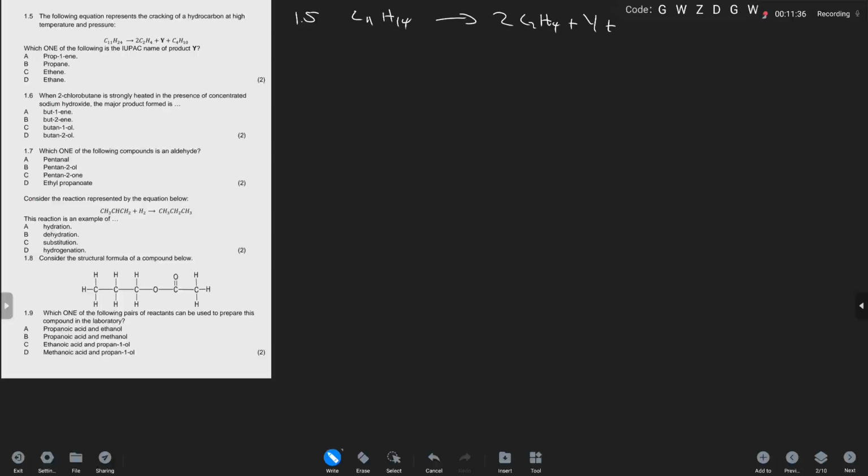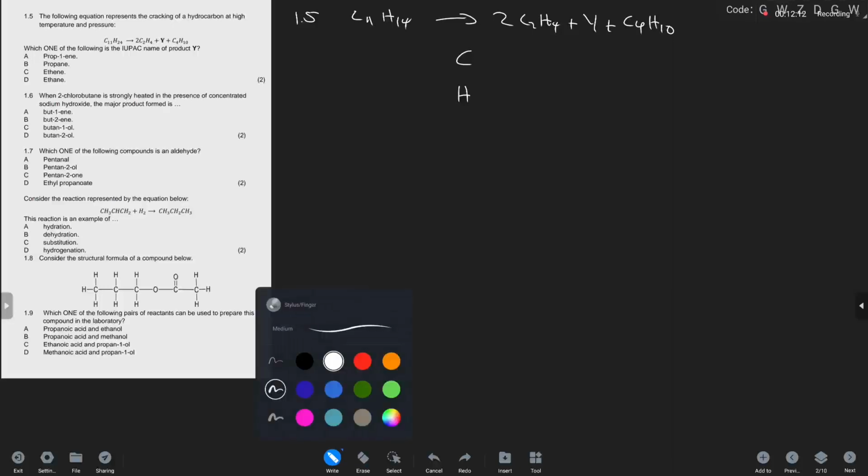So there is the equation. We have C11H24 to give us 2 ethene compounds, which contain 2 carbon atoms and 4 hydrogen atoms. We have Y, which is unknown to us at the moment. And then finally, we have C4H10, which could possibly be butane or methylpropane, right? And then now we need to balance out and find out what could possibly be Y.